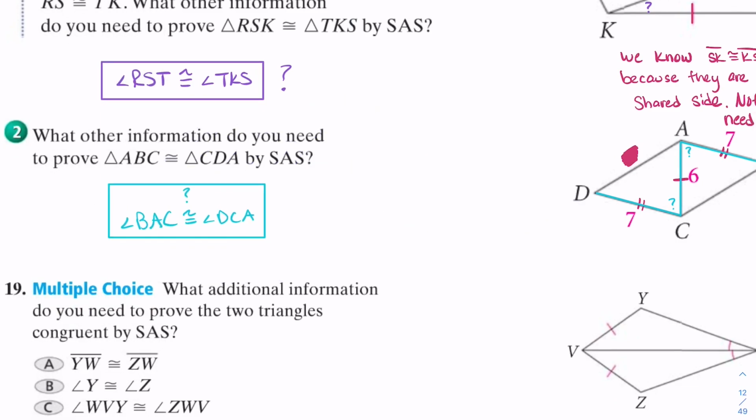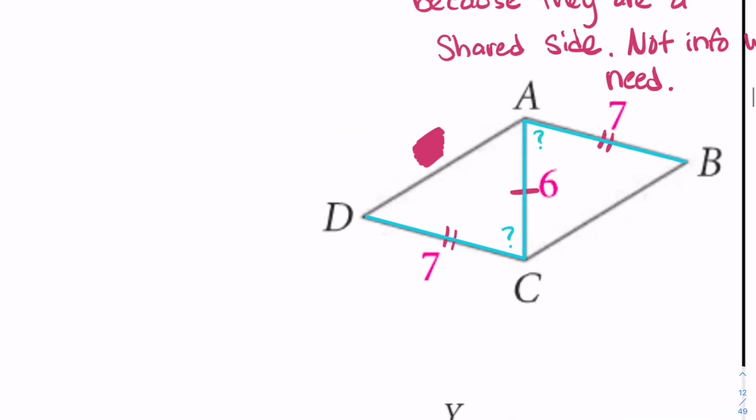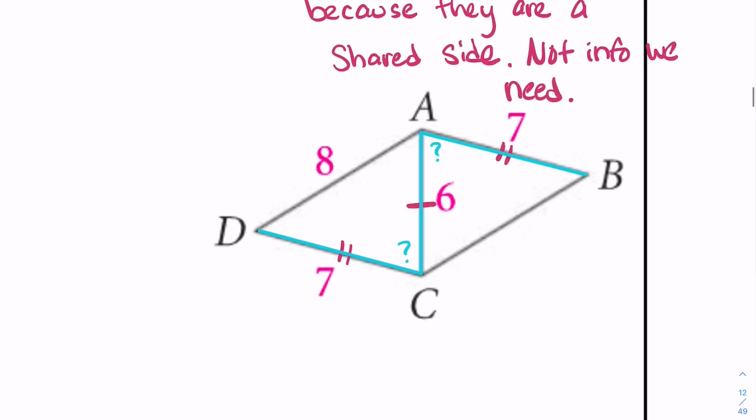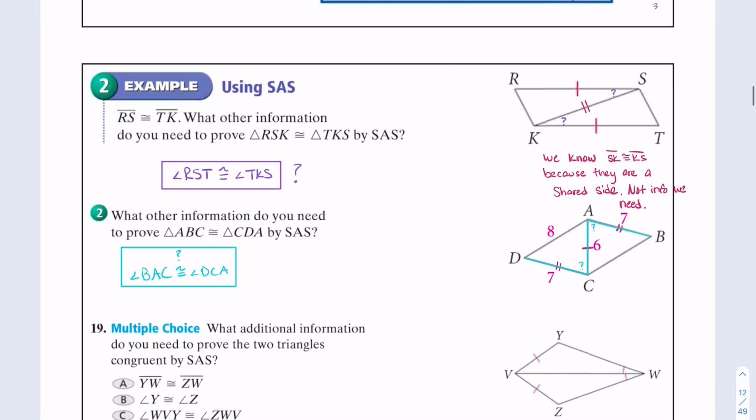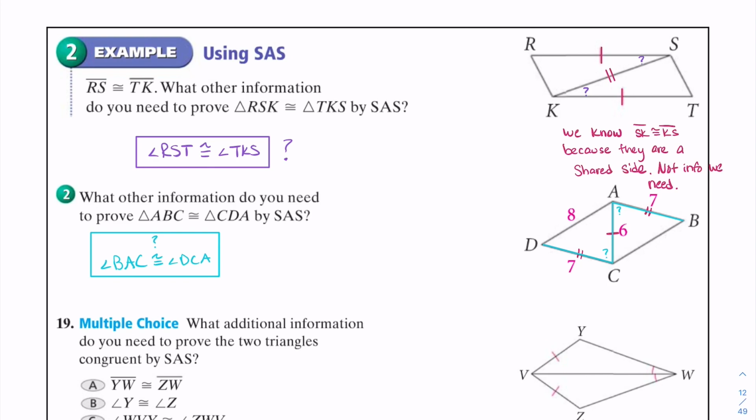Again, if it was asking side, side, side, the answer would be different. If it was asking side, side, side, I would need to know that BC was 8, right? That would be by side, side, side, but that's not how it asked me. So this 8, we can kind of ignore it for right now. We don't really need to work with that, okay? So if it was by side, side, side, the answer would have been we needed to know BC was 8, because then we would have all the sides, we'd have all the info that we need to prove them congruent.